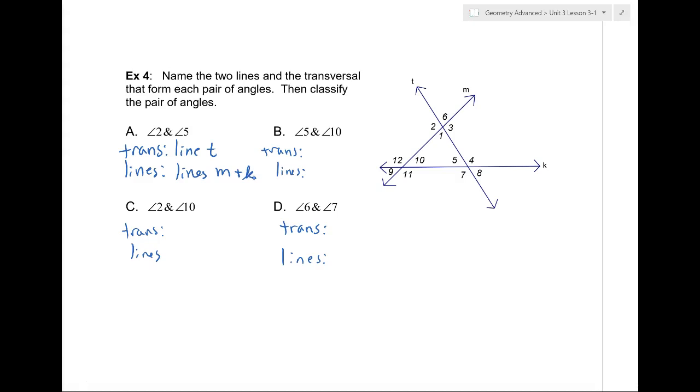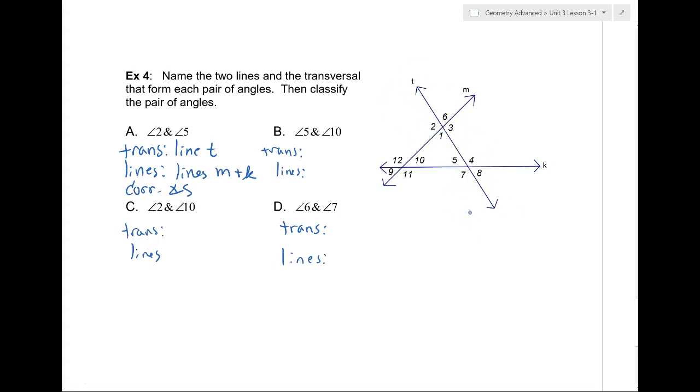What type of angles, if this is my transversal, and I'm just going to highlight it for a moment and then I'll erase it. There's my transversal. I'm looking at 2 and I'm looking at 5. Ask yourself the question, are they on alternate sides? They're corresponding because they're on the same side. One's exterior, one's interior, and they're non-adjacent. Perfect, guys. I love it. You guys saw it right away. Corresponding angles. Awesome.